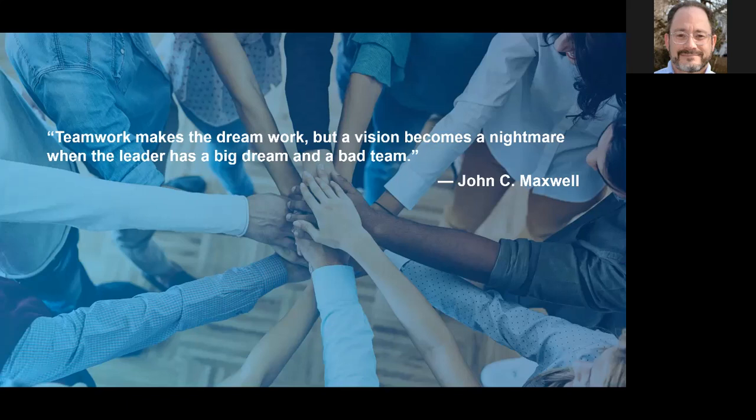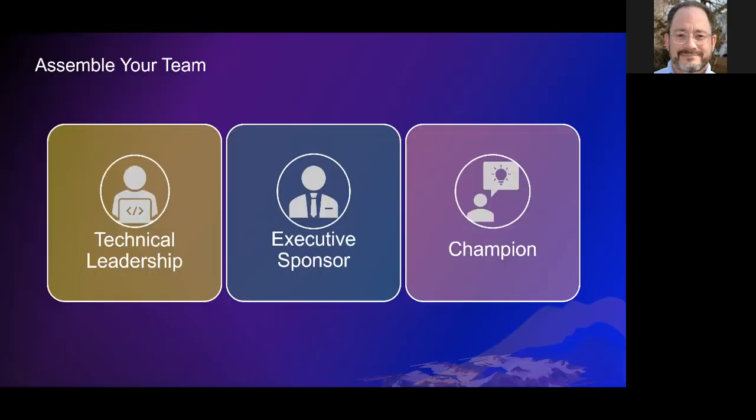So we've all heard this quote, teamwork makes the dream work, but I hadn't heard the rest of the quote, which is, but a vision becomes a nightmare when the leader has a big dream and a bad team. So you can't just have the leader, you've got to have a great team as well. And going back to Esri's take on the geospatial strategy, one of the steps is you have to assemble your team.